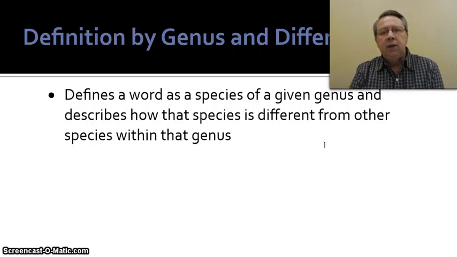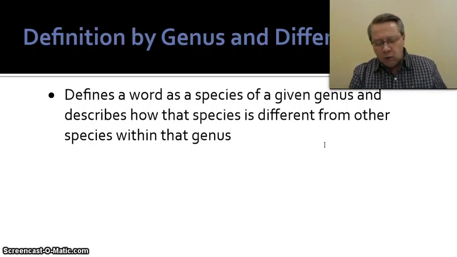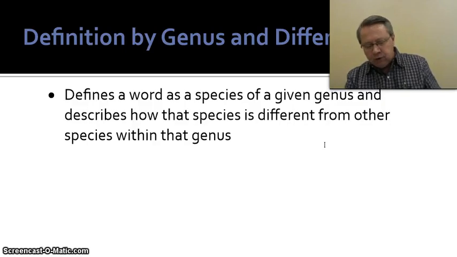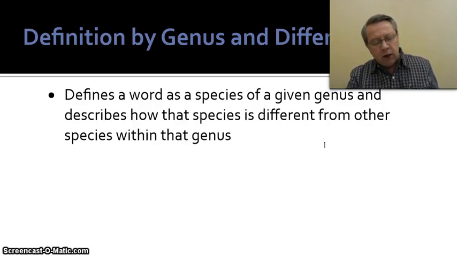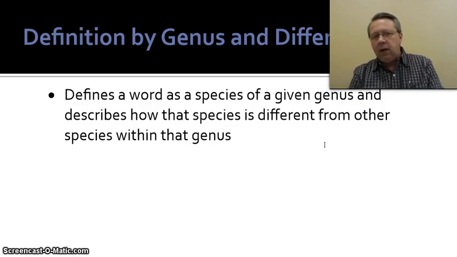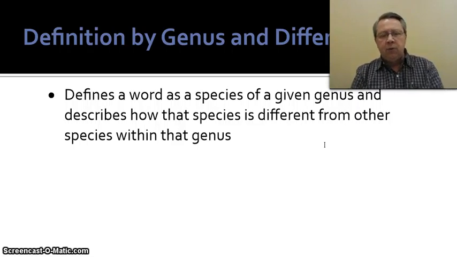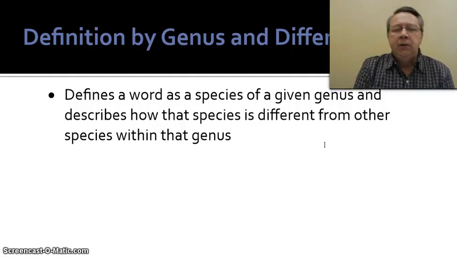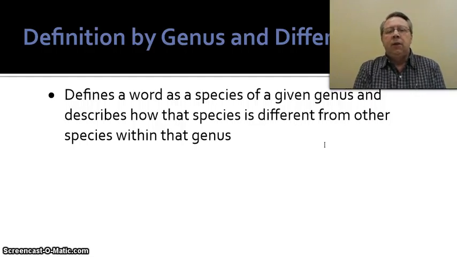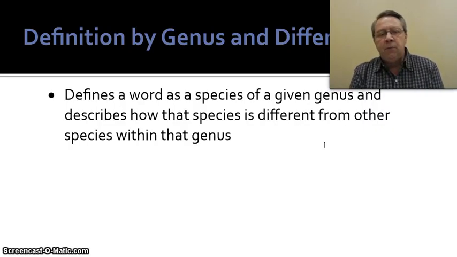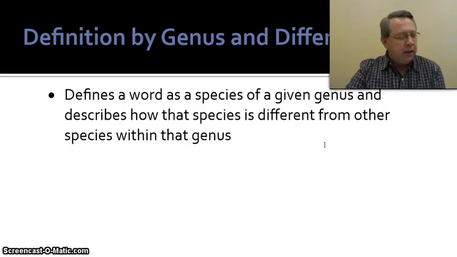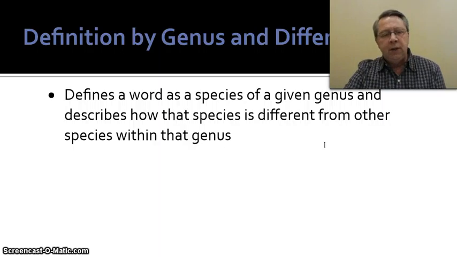Definition by genus and difference defines a word, and there's some information on this on page 107, which kind of helps in a way to clarify. Okay, and then there's a chart on page 108 that will help you some with your homework assignment that's assigned for 2.4. But definition by genus and difference defines the word as a species of a given genus and describes how that species is different from other species within the genus. Okay, so the easiest way for us to do this would be an example.